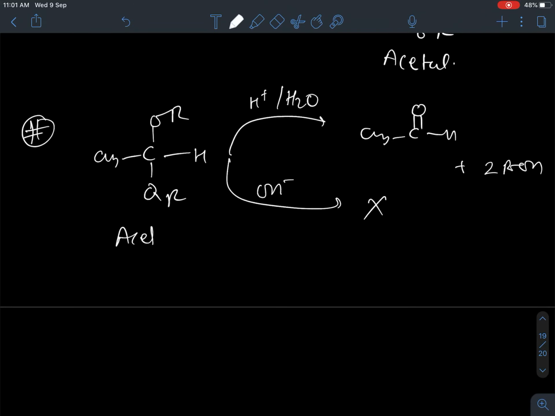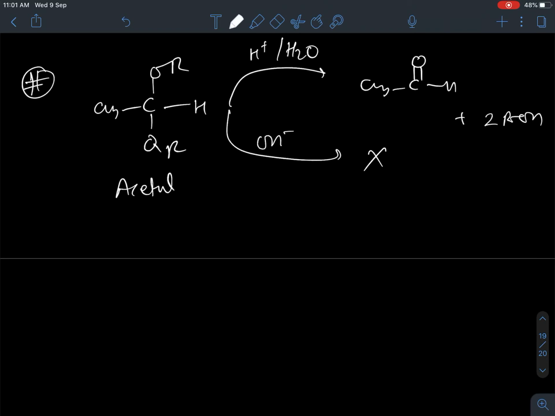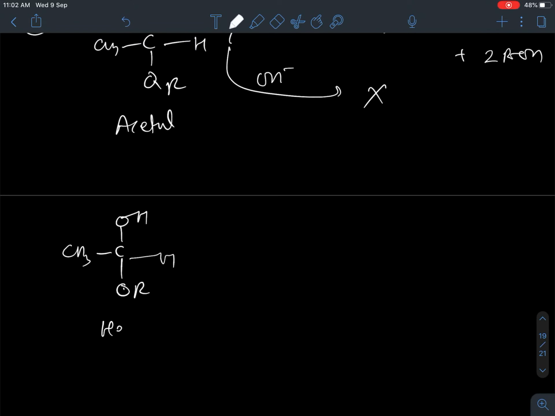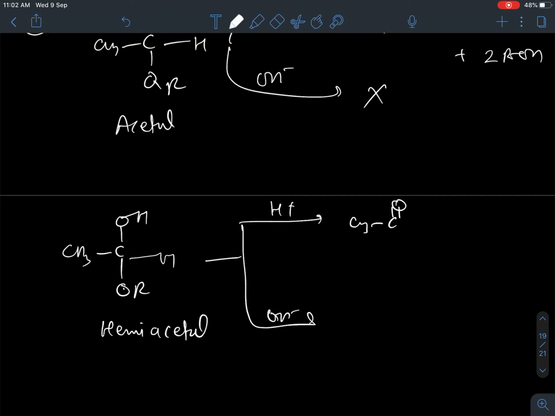So acetals are stable in basic medium. Acetal and ketal are stable in basic medium. Another very important thing is, suppose I took OH and OR. What is this? Hemiacetal. Now what about this? Now if you take H plus ion and if you take OH minus, so obviously in H plus ion we are going to get it back.